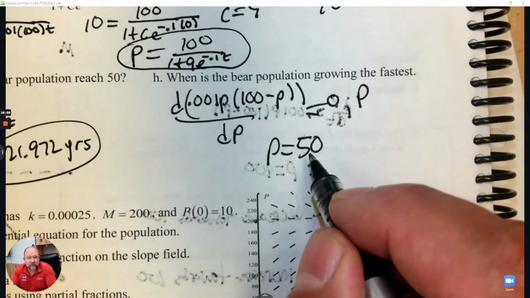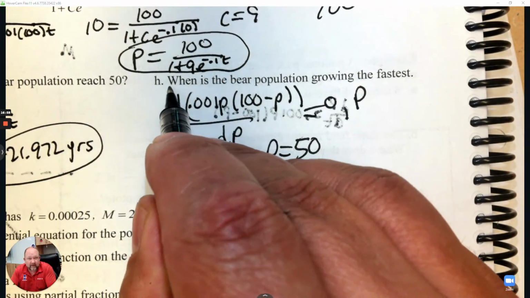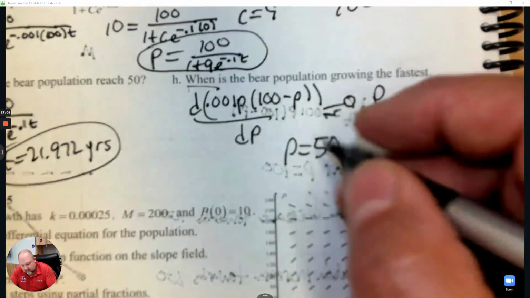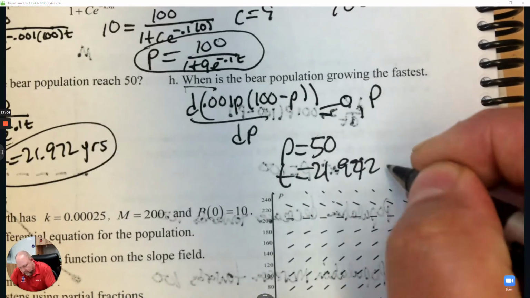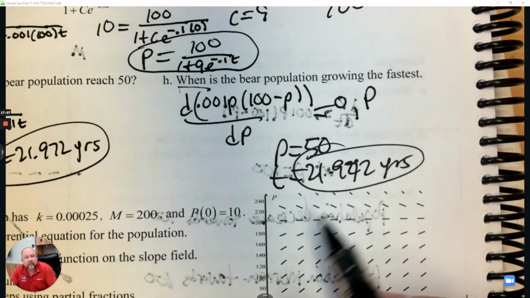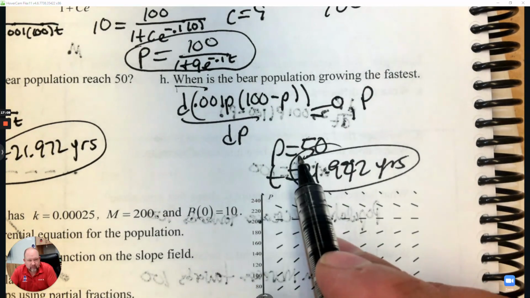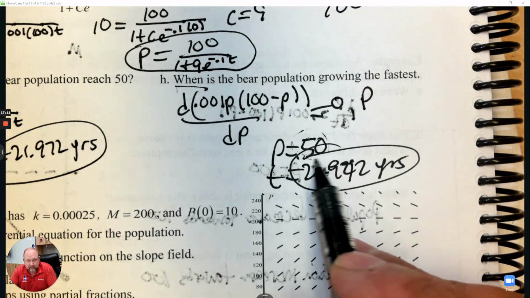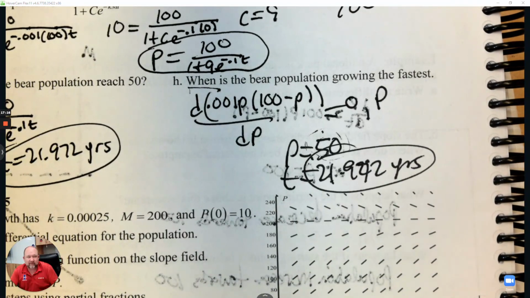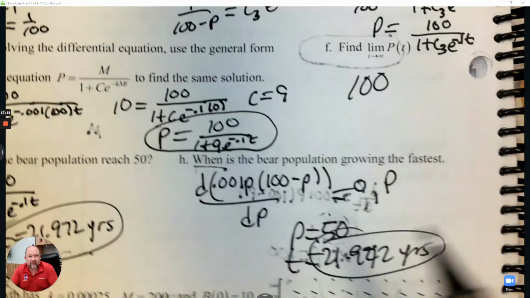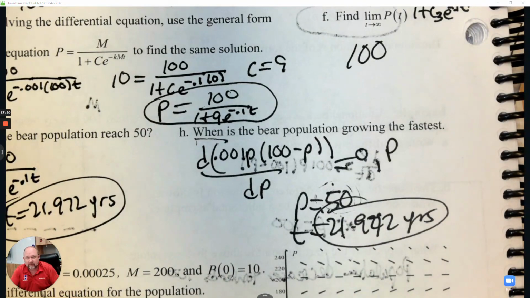So if the answer is 50, the question is when. So at 50, that would be the same answer. So it's growing the fastest when the population is 50, and the population is 50 when? At almost 22 years. That's when it's growing the fastest. So if you looked at the graph before, that's when it's the steepest.